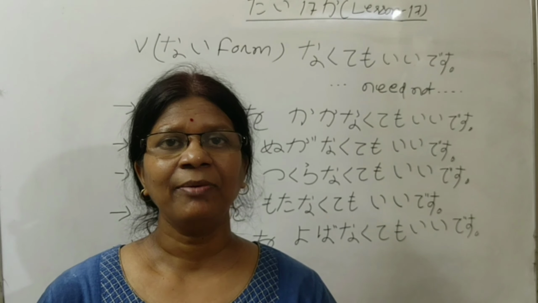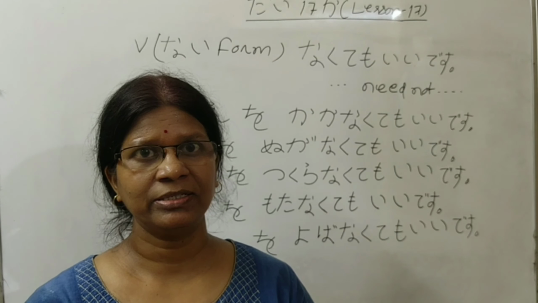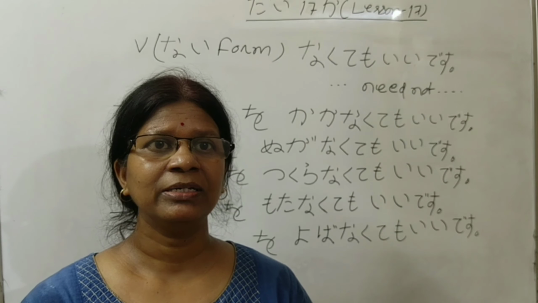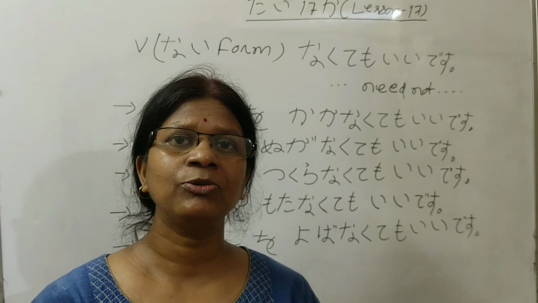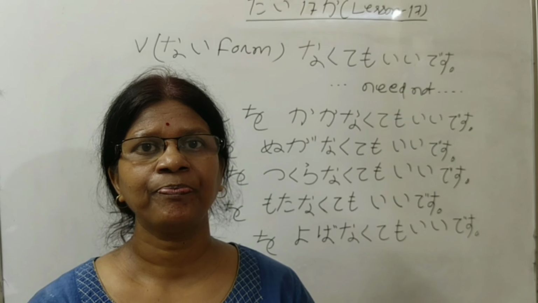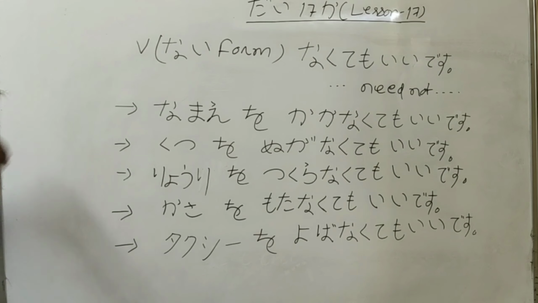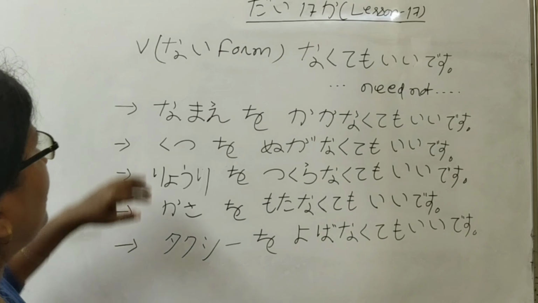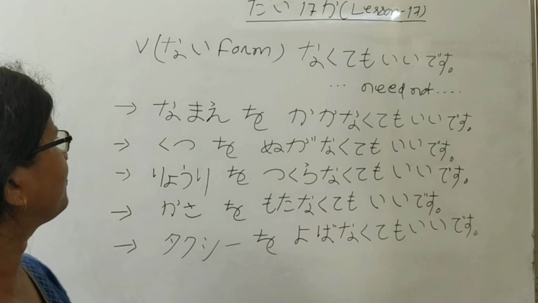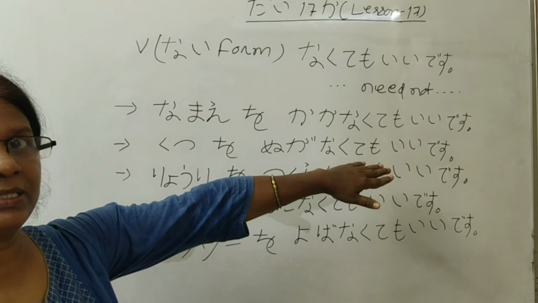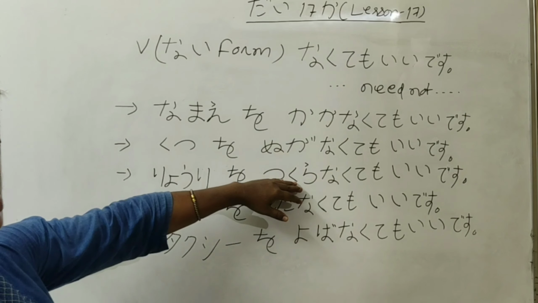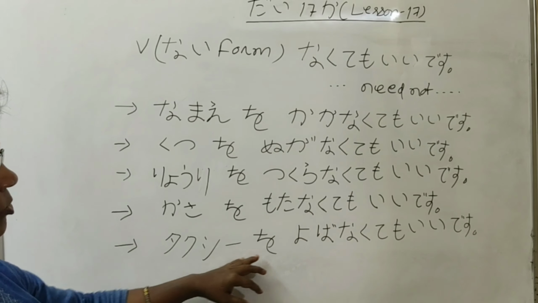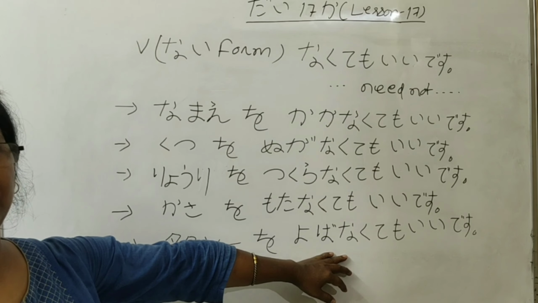Okay? The next grammar is V nai form なくてもいいです。Which means need not. Need not do. This grammar is used where the thing is not necessary to do. In that sense, we can use this grammar. Please look here. V nai form なくてもいいです。Need not. Okay? 名前を書かなくてもいいです。靴を脱がなくてもいいです。料理を作らなくてもいいです。傘を持たなくてもいいです。タクシーを呼ばなくてもいいです。Okay?